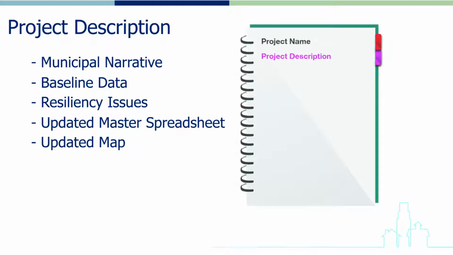The project description section of the plan should address at least 5 separate topics: a municipal narrative, a set of baseline data, a discussion of resiliency issues, an updated master spreadsheet for the project, and an updated map. Let's unpack each of these in a little bit more detail.